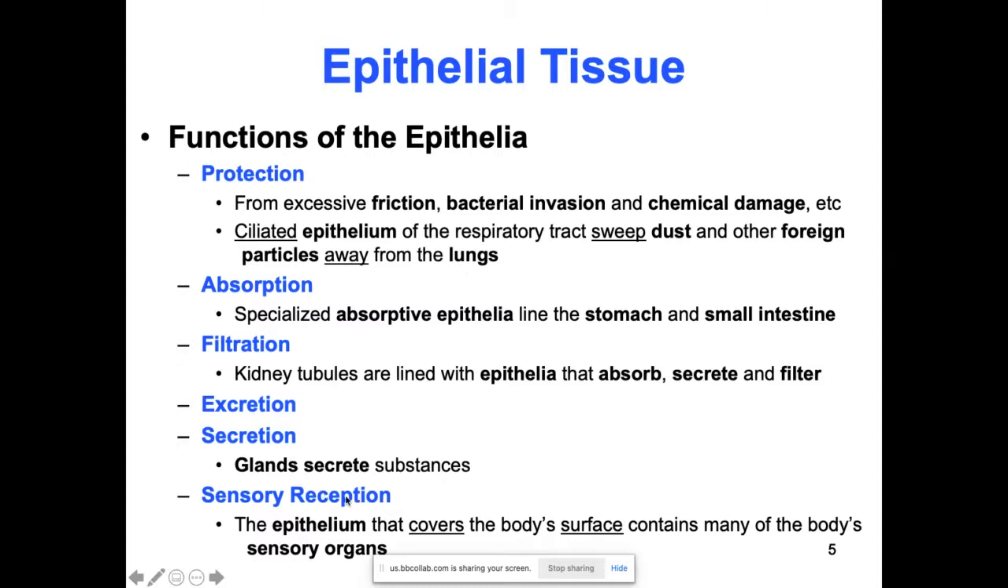And there's also sensory receptors. The epithelium that covers the body surface contains many body sensory organs. I mean, how else do you know that a mosquito or an insect is crawling on you? How would you know unless you felt it? There has to be some sort of sensory receptor that picks that up.